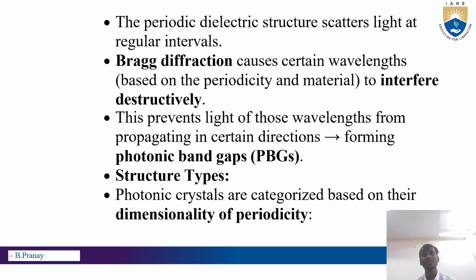Principle of operation: the periodic dielectric structure scatters light at regular intervals. Bragg diffraction causes certain wavelengths to interfere destructively. This prevents light of those wavelengths from propagating in certain directions, forming photonic band gaps.